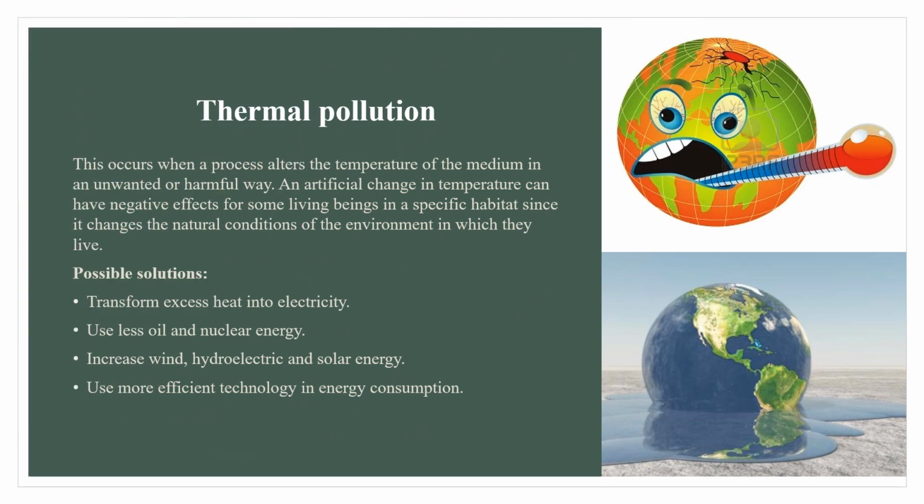Thermal pollution. This occurs when a process alters the temperature of the medium in an unwanted or harmful way, and artificial change in temperature can have negative effects for some living beings in a specific habitat since it changes the natural condition of the environment in which they live. Possible solutions: transform excess heat into electricity, use less oil and nuclear energy, increase wind, hydroelectric and solar energy, and use more efficient technology in energy consumption.